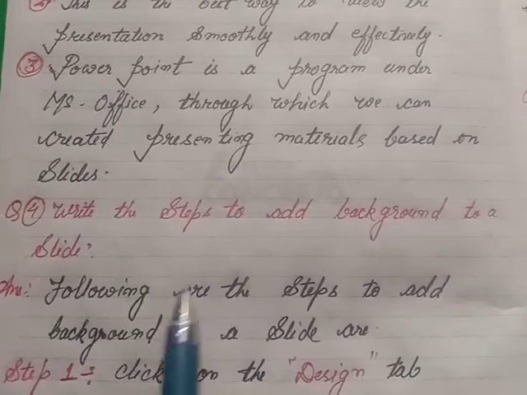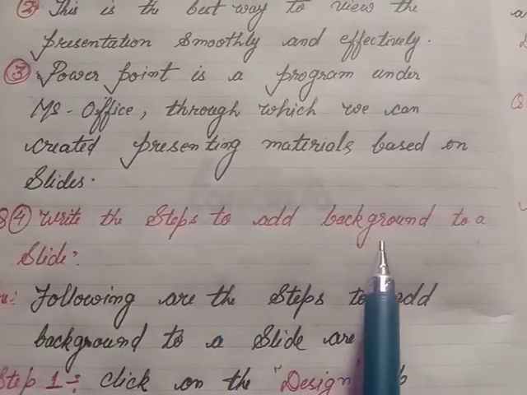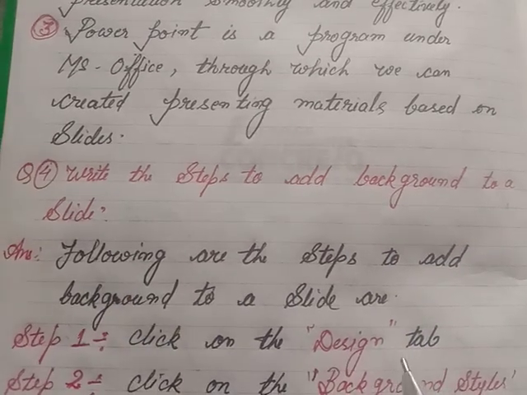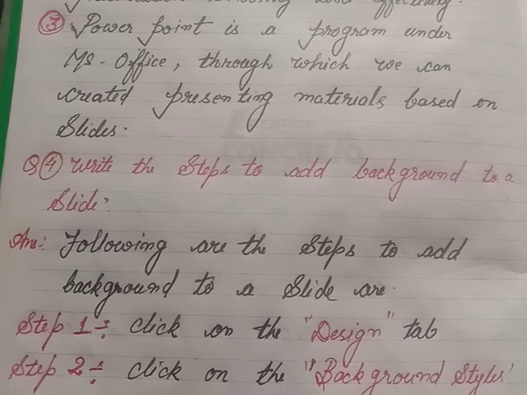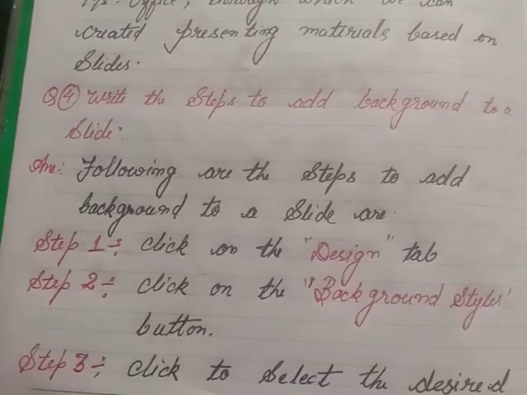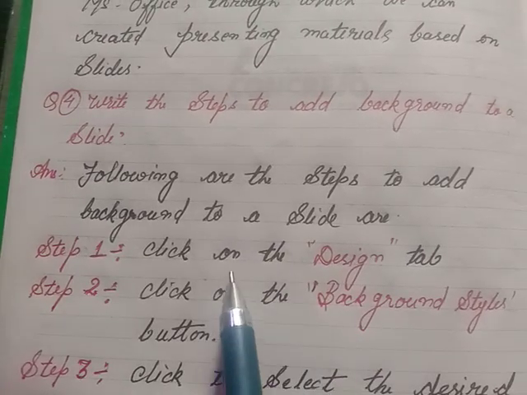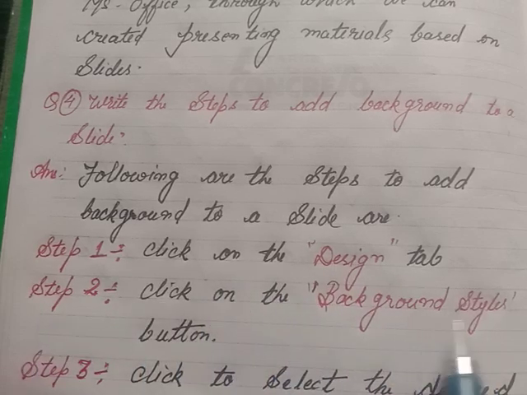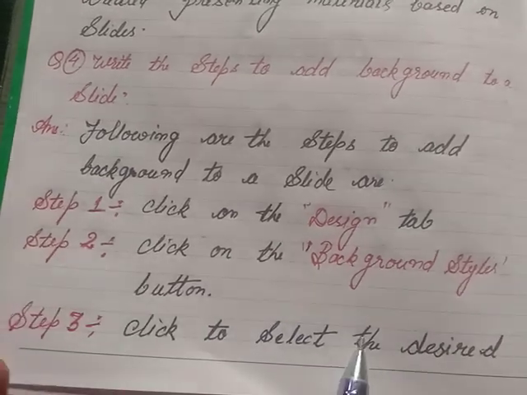Four. Write the steps to add background to a slide. Answer: the following are the steps to add background to a slide. Step 1, click on the Design tab. Step 2, click on the Background Styles button. Step 3, click to select the desired background.